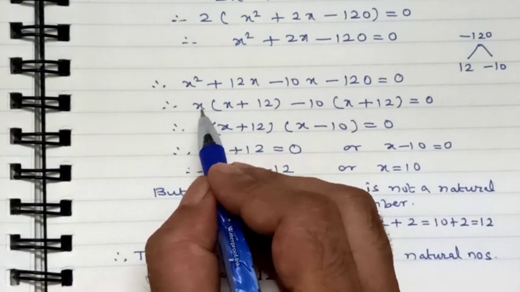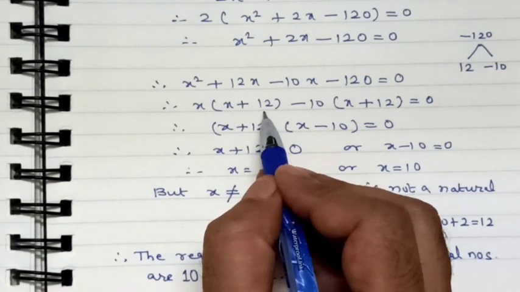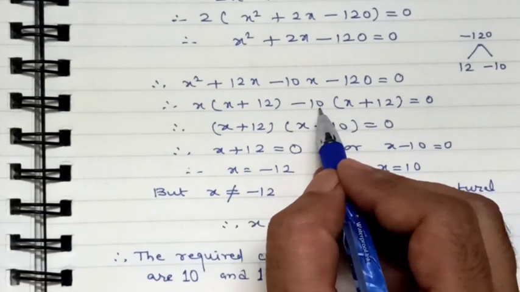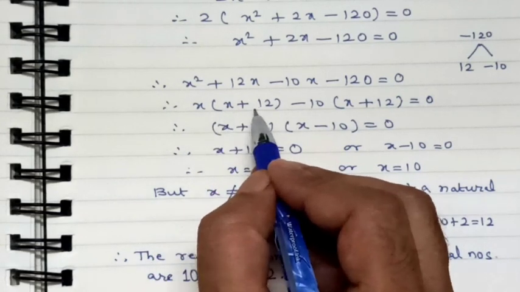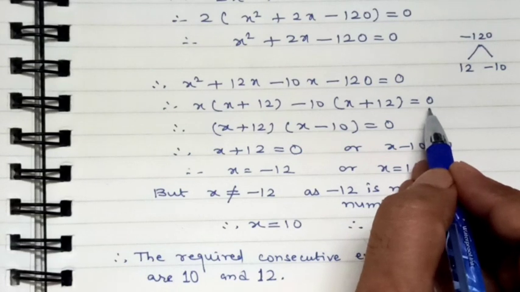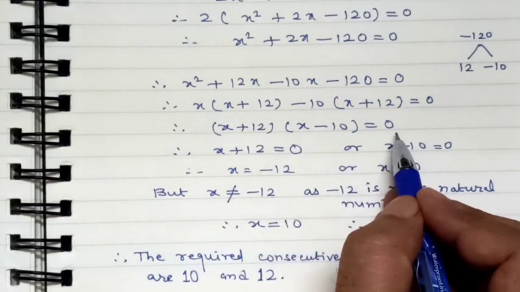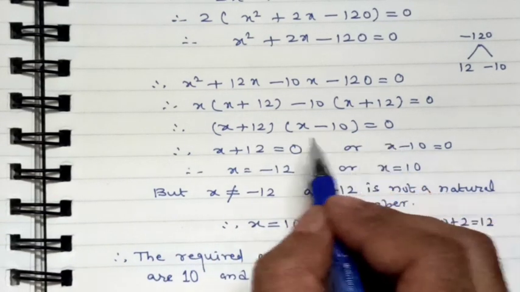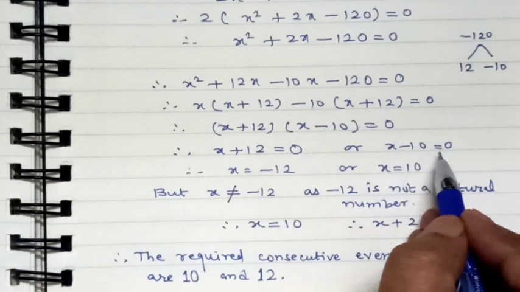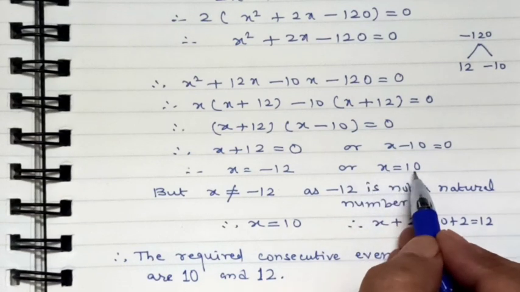Now take x common from the first two terms. So x in bracket x plus 12. If it is x plus 12, here also the bracket will be x plus 12. So the common is minus 10. So I'll write x in bracket x plus 12 minus 10 in bracket x plus 12 is equal to 0. Thus I'm having two factors, x plus 12 and x minus 10 is equal to 0. You know, here the product of two numbers is equal to 0. Therefore either x plus 12 is equal to 0 or x minus 10 is equal to 0. Thus you will be getting x is equal to minus 12 or x is equal to 10.